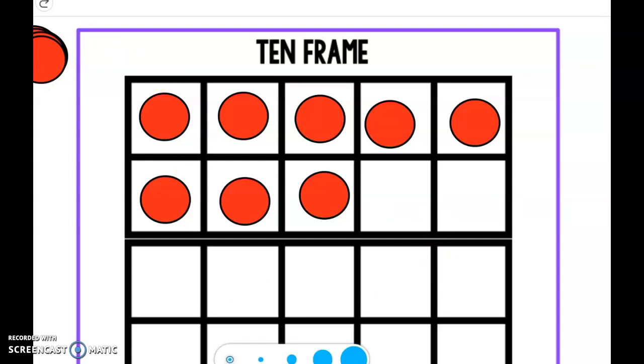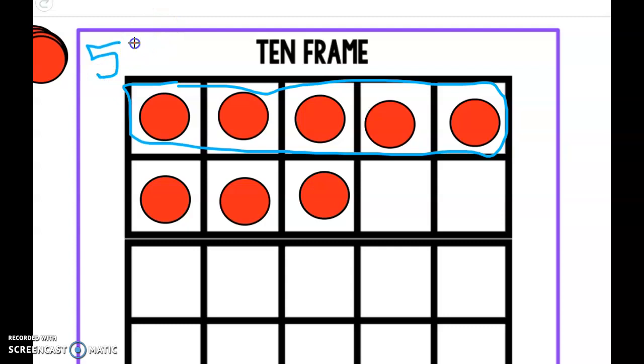Now, let's look at another way we can see 8. I have this whole top row filled in for 5. So I have 5 on the top, plus, how many dots are on the bottom row down here that I'm circling? How many are here? 3. So 5 plus 3 equals 8. So I have 8 dots, 5 on the top, 3 on the bottom.